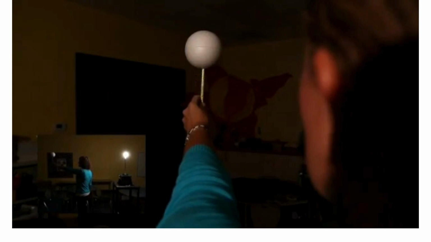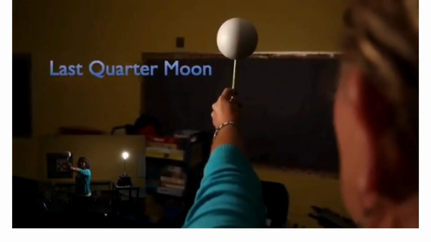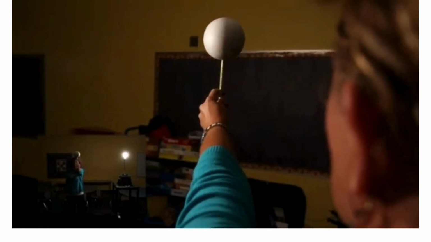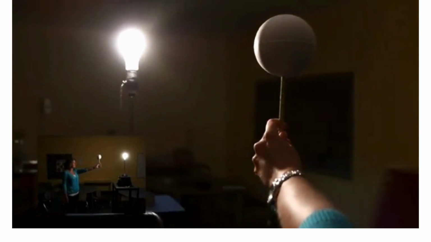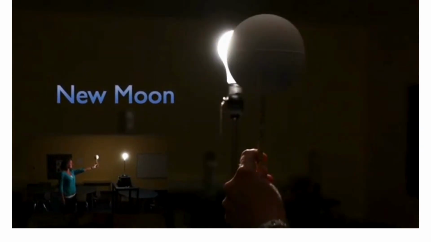Then, when we can see the entire lighted half of the moon, that's a full moon. As the moon continues in its orbit, we begin to see less and less of that lighted side. We're back to a gibbous moon, but this time the light is on the opposite side. Then another quarter moon, last quarter moon to be exact. Another crescent, and finally back to new moon. And the cycle begins again.